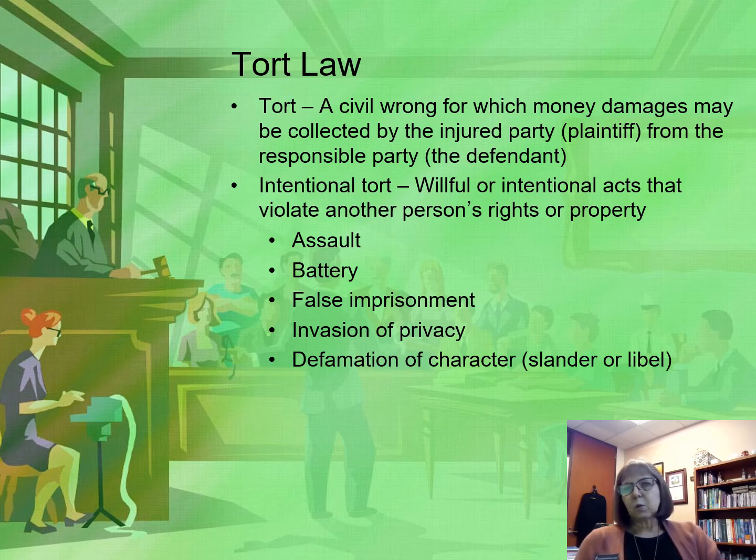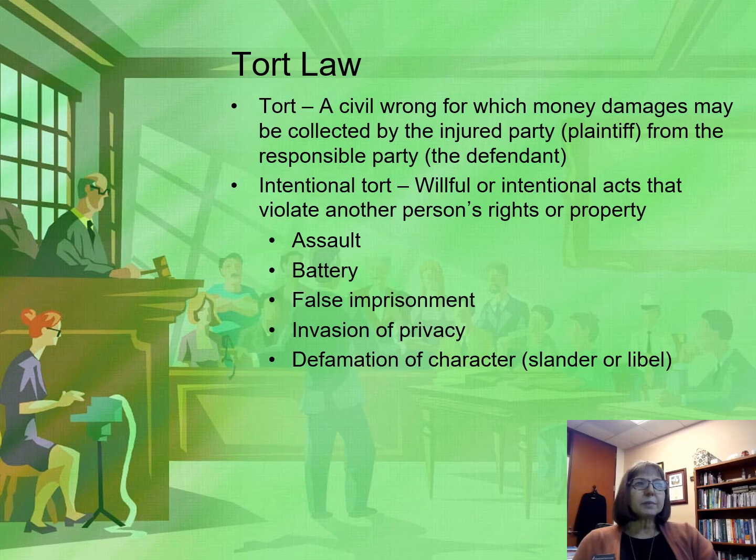An intentional tort is a willful or intentional act to violate the rights of another person or their property. Examples are assault, battery, false imprisonment, invasion of privacy, and defamation of character, which is slander or libel. We're going to talk a little bit more about this. There have been cases in which another nursing assistant or nurse has gotten upset with a patient in a nursing home or another setting and slapped them. That is definitely a no-no.